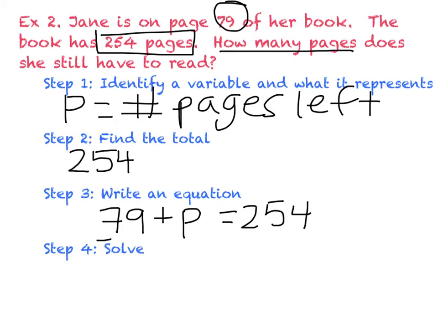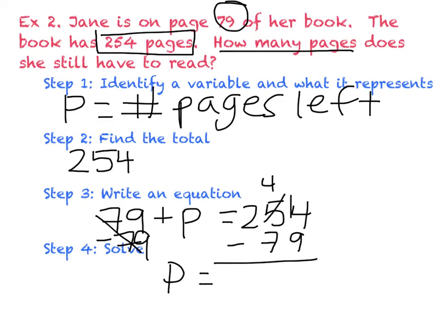If I then take away 79 to help me isolate my variable p, I'm going to do the same thing to both sides of the equation. That leaves me just p here. I'm going to need to do some borrowing in order to subtract. It looks like I have 175 pages left. I'm going to need to put my unit, left in my book.